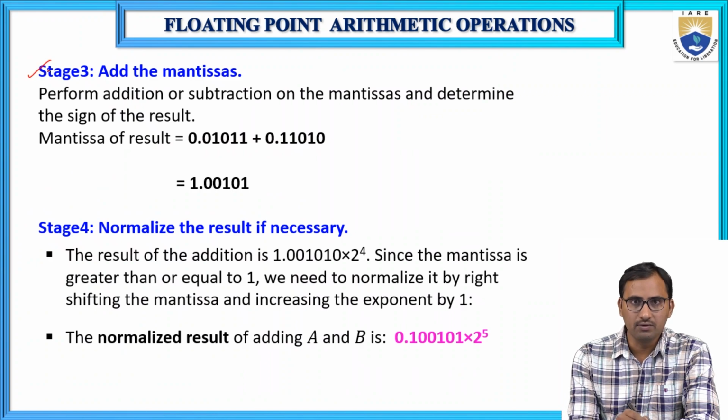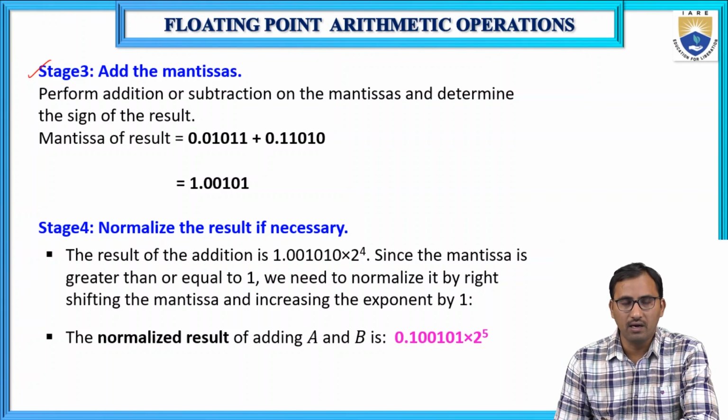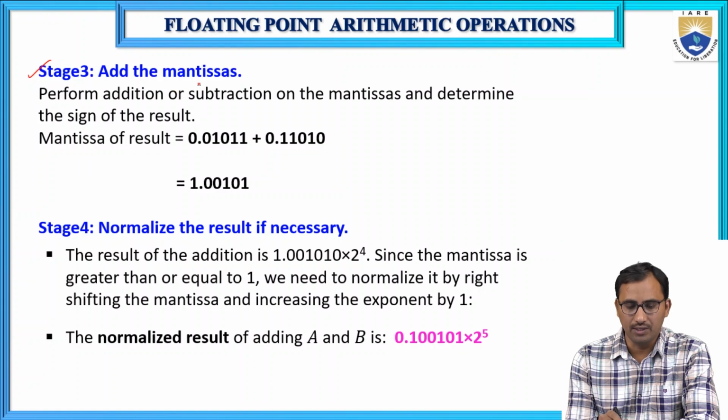In the third stage, we need to add the mantissa. So the first step is the exponent comparison, the second is the alignment of mantissas, and the third stage is the addition, performing the addition of the mantissas. So the mantissa of the result will be, this is the exponent of the first number and this is the exponent of the second number. So if you add, you will get this one.